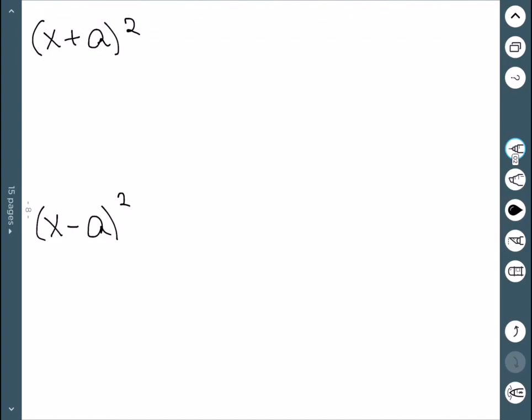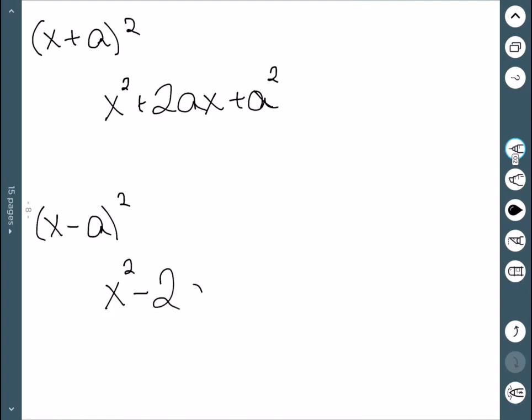x plus a squared, if we work this out, we get x squared plus 2ax plus a squared. So we square the first term, multiply them and then double that, and then square the last term. The only difference is if we change that to a minus, we would be changing the middle sign to a negative.